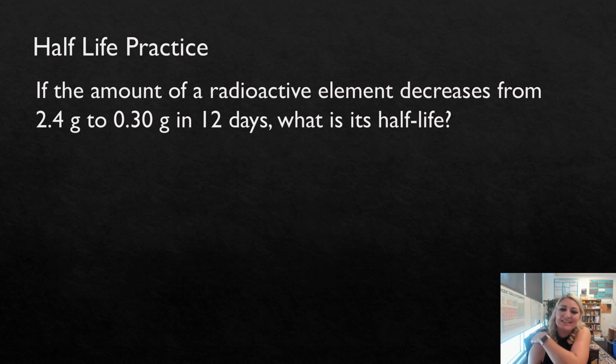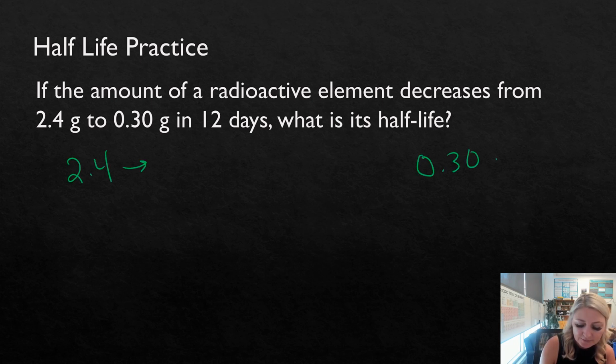All right, let's practice. If the amount of a radioactive element decreases from 2.4 grams to 0.30 grams in 12 days, what is its half-life? So this is a good example of, man, I could divide by 2 a couple times until I get to that value and then count how many times I divided to solve this problem. So let's do 2.4 divided by 2 is 1.2. That's 1 half-life. We're not at 0.3, so we're going to keep going.